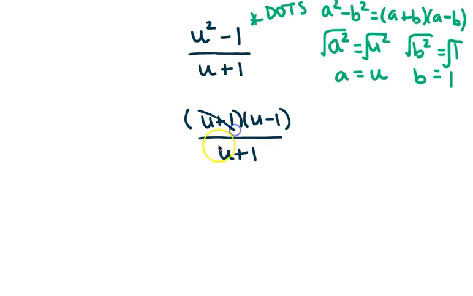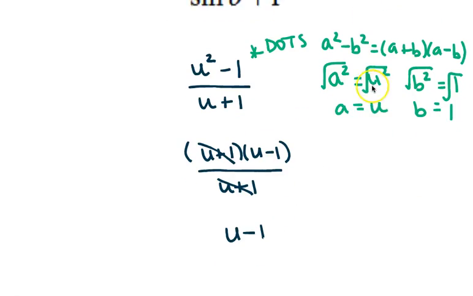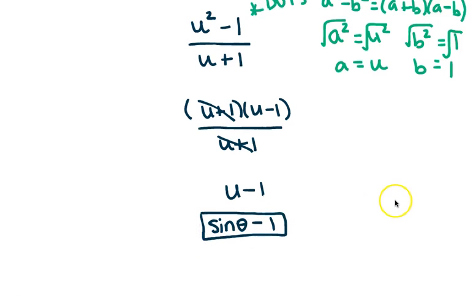We can see that these would cancel, right? If we divide u plus 1 by u plus 1, we just get 1. So I'm really just left with u minus 1, which, what was u? U was sine theta. So I will have sine theta minus 1. And there you go. Hope that helped everyone.